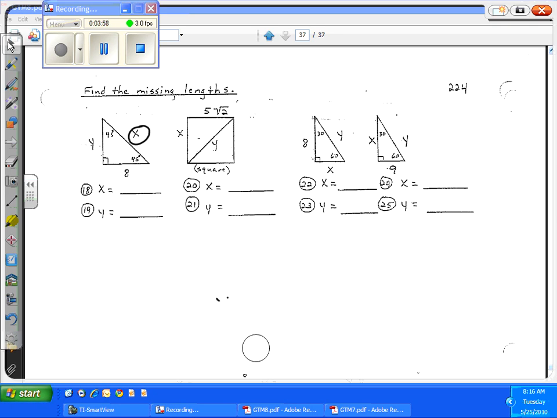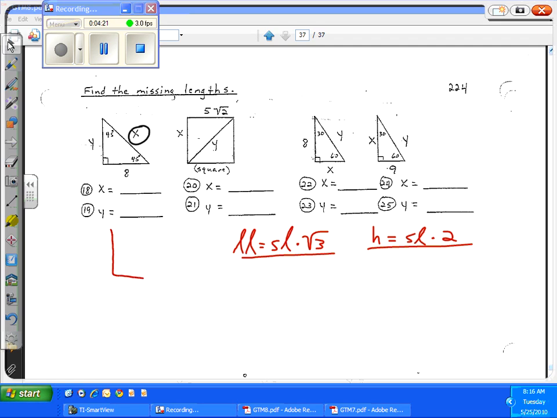22 through 25 is using the 30-60-90 triangle formulas. In the 30-60-90 triangle, the long leg is equal to short leg times the square root of 3, and the length of the hypotenuse is equal to the length of the short leg times 2. The ratios in a 30-60-90 triangle is 1 to 2 to the square root of 3, where the short leg number is 1, the hypotenuse number is 2, and the long leg number is the square root of 3.